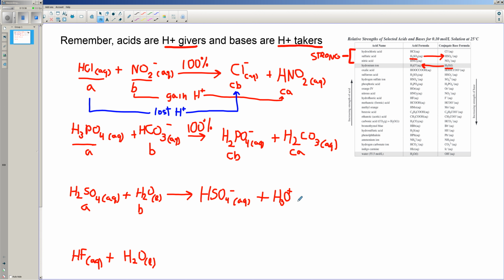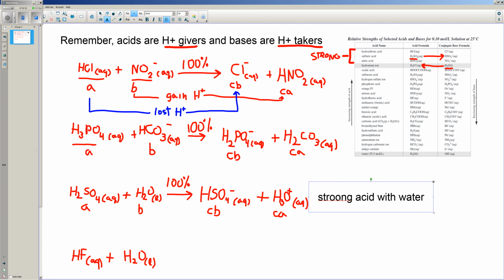Then all we have to do is label what's the conjugate of each. So H2SO4 was our acid, which means that HSO4 minus is our conjugate base. H2O is our base, which means H3O+ is our conjugate acid. So this is one of those reactions, again, that goes to 100% completion. So I'm going to label this strong acid with water.